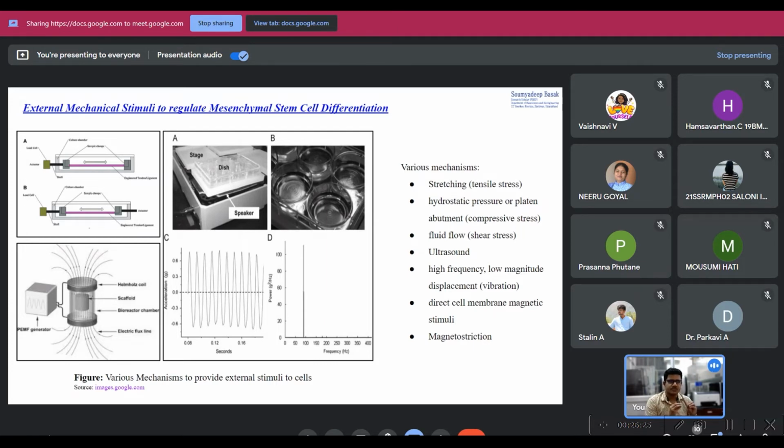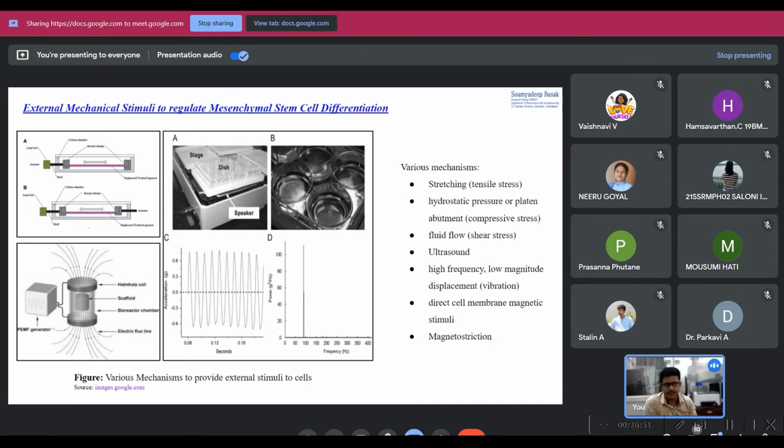One of those mechanical stimuli is one of those. Okay, this external mechanical stimuli that are supplied is now being investigated worldwide. So they are investigating what kind of mechanical stimuli and what level of them, and how the cells are responding, how stem cells are differentiating depending upon the external stimuli and their properties.